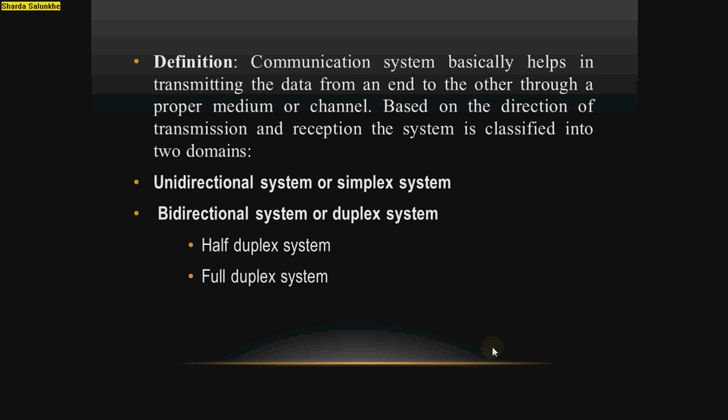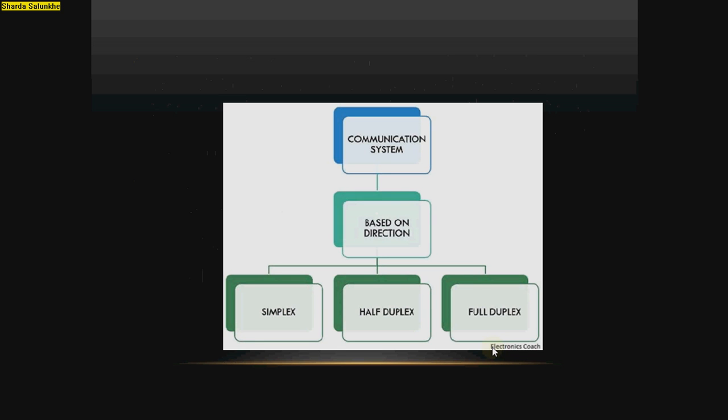Suppose you are the sender and the receiver, and both want to communicate with each other. The sender wants to send some information to the receiver via a proper channel. So the sender can use simplex communication or duplex communication. Simplex communication we can call a unidirectional system, and duplex communication we can call a bidirectional system. Depending on this, there may be a half duplex system and a full duplex system. Based on direction, communication systems can be simplex, half duplex and full duplex.